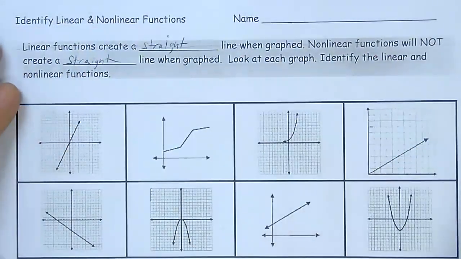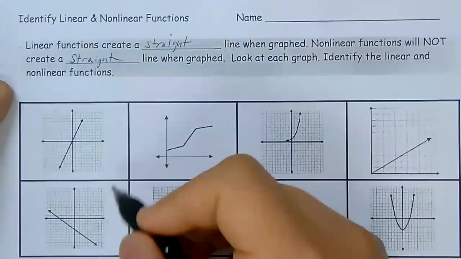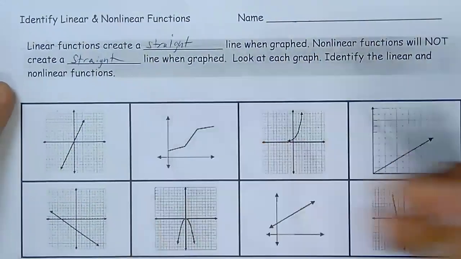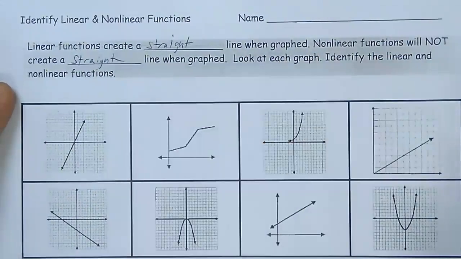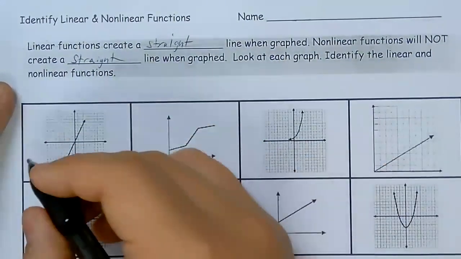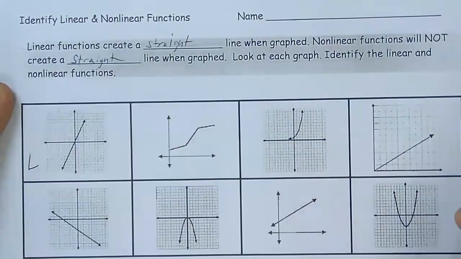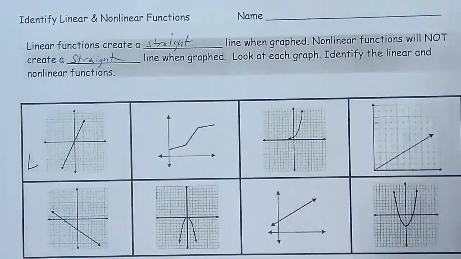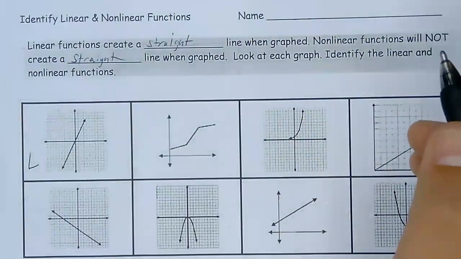So let's look at each graph and identify the linear and nonlinear functions. This top left one, is it linear? Yeah, it forms a line. Linear. That's what linear means. It means of a line.